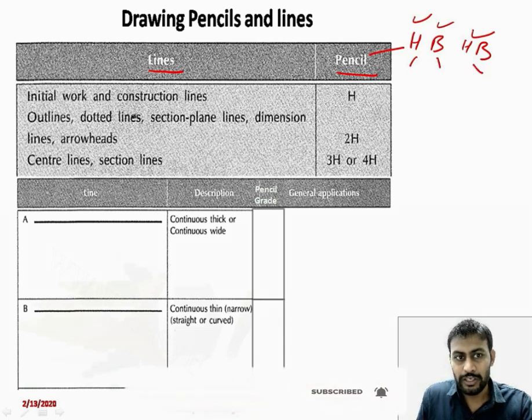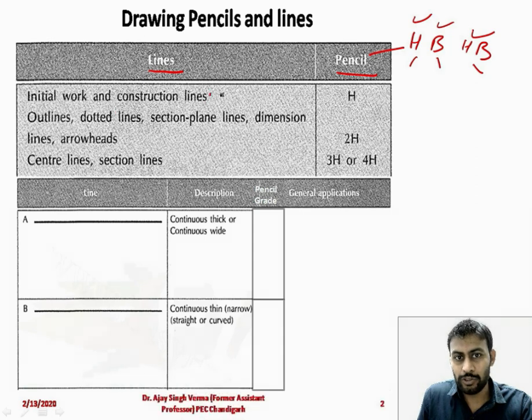You can see initial work and construction lines. Construction lines are connected to geometry. When in school you draw your angles and your triangles, these are the construction lines in your geometry work. These lines can be drawn with H pencils. We can also draw the outlines, dotted lines, section plane lines, dimension lines, arrowheads, and extension lines with 2H pencils. For center lines and section lines, you can go with a 3H or 4H pencil.